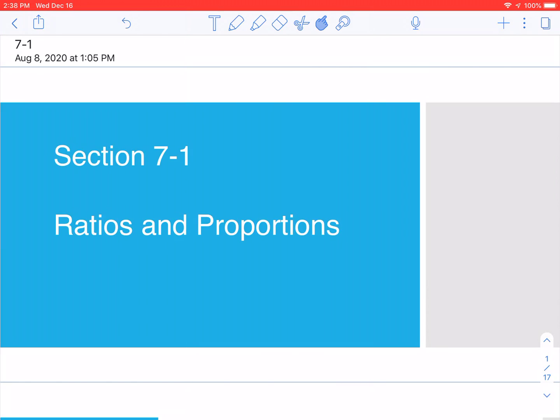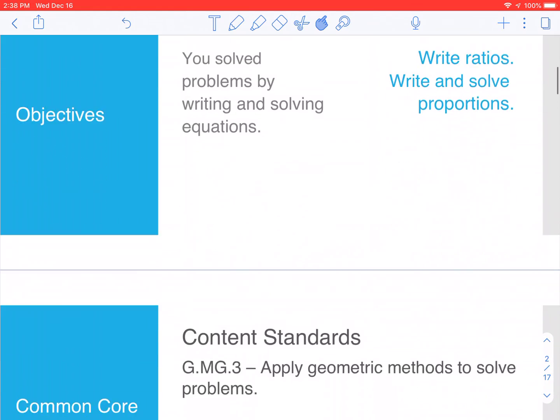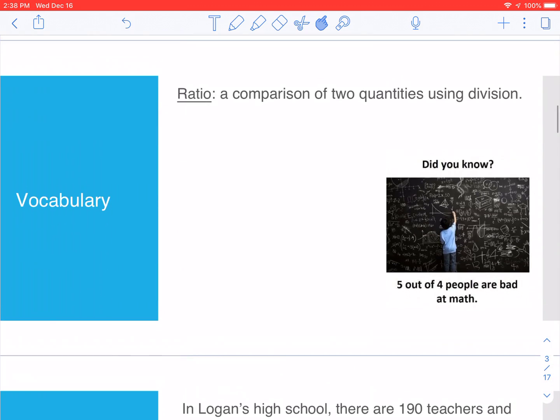All right, we are on section 7.1, and we are going to do ratios and proportions, which should be reviewed for a lot of you. All right, so a ratio is a comparison of two quantities using division, right?